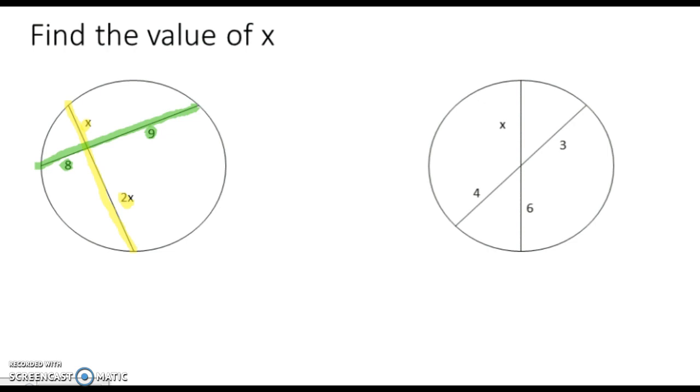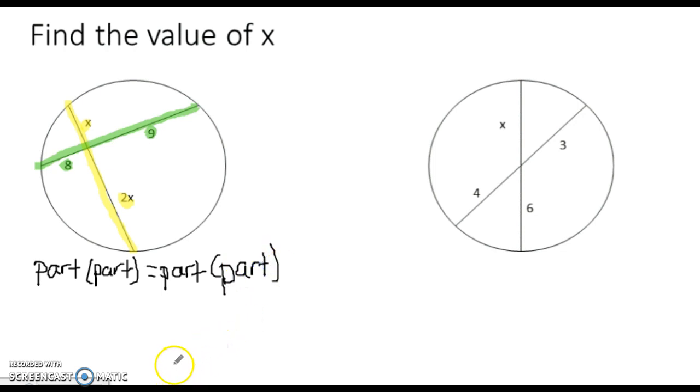When we do a problem like this, our formula is part times part equals part times part. Go ahead and pause the video and see if you can plug it in correctly. You just need to be careful that you get the parts from the same line on the same side of the equation. So when I did part times part equals part times part, I got x times 2x, that's from the yellow chord, equals 8 times 9, and that's from the green chord.